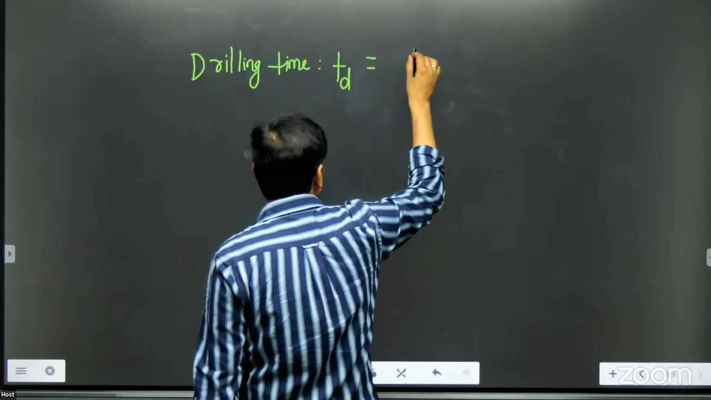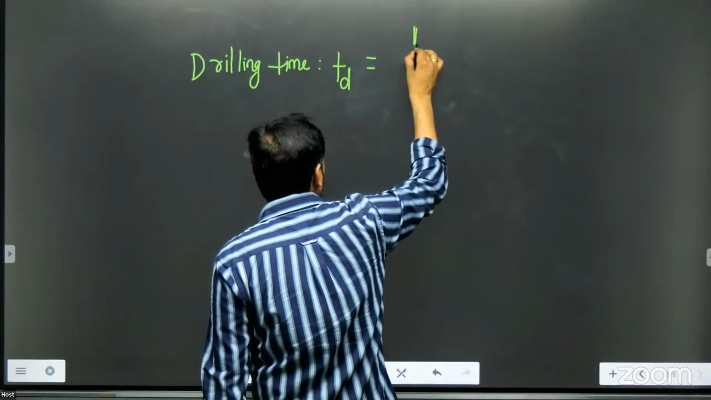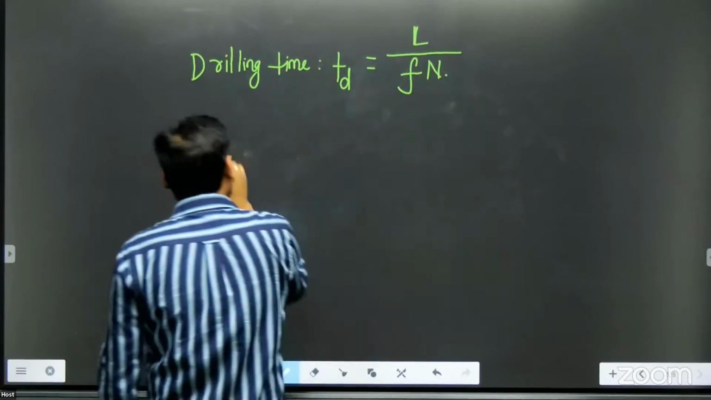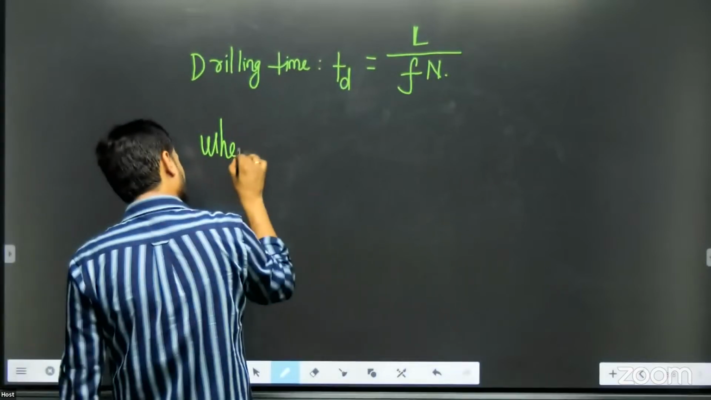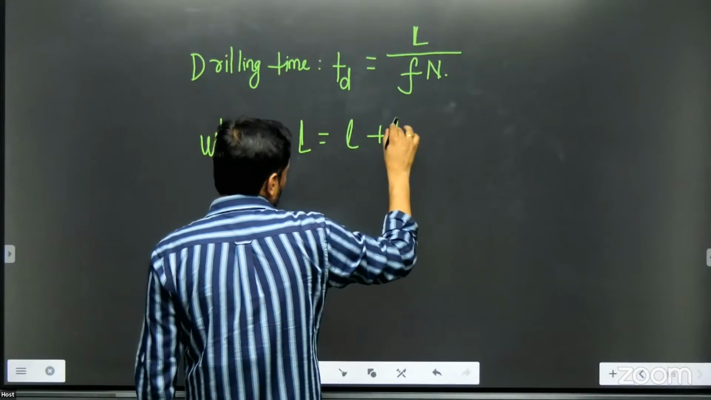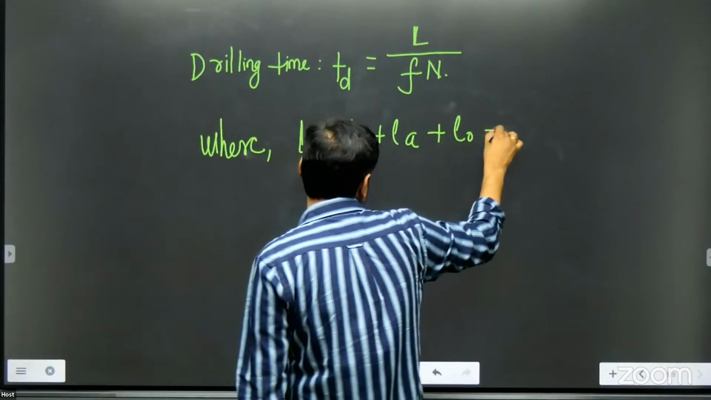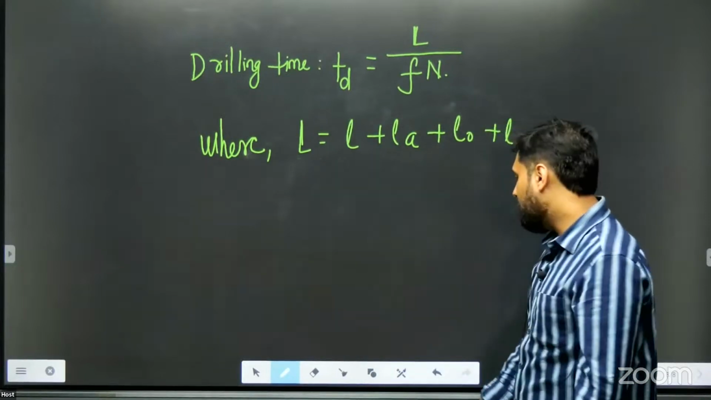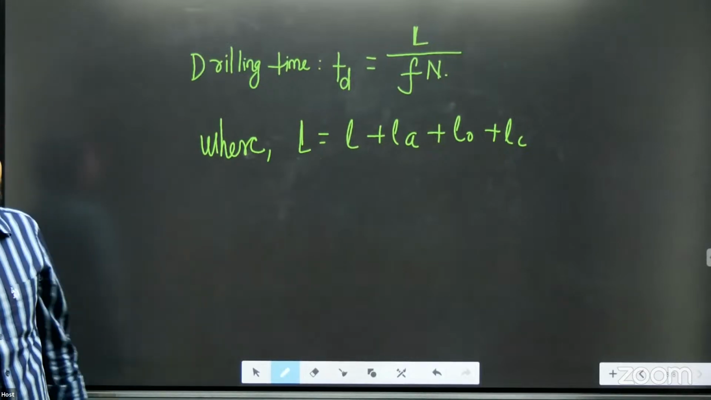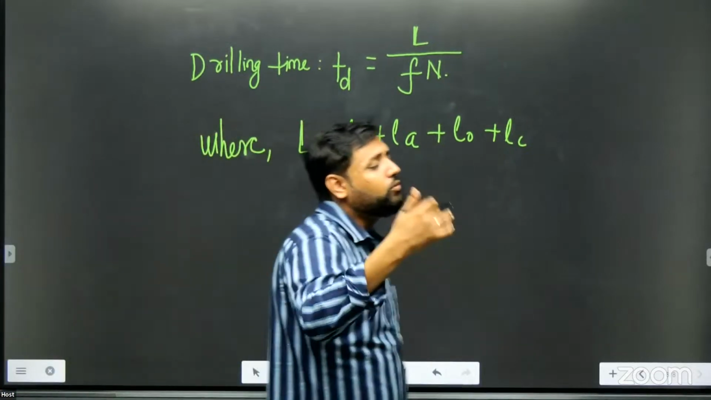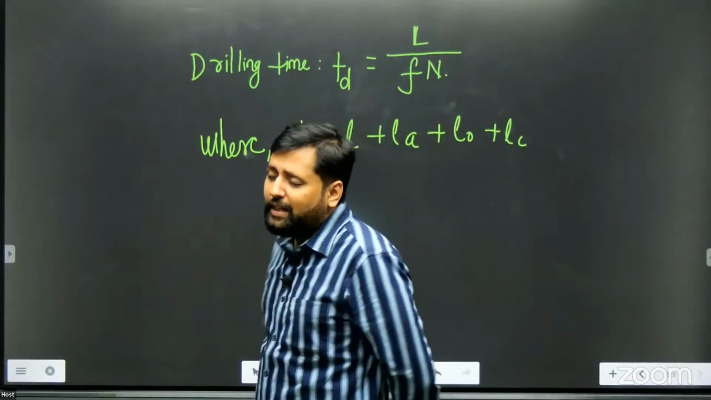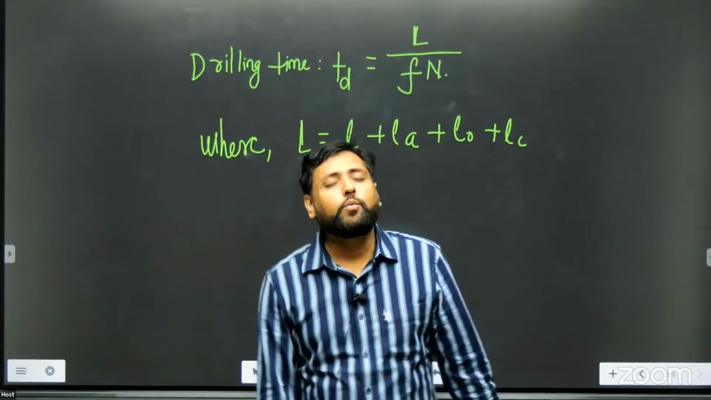TD is equal to capital L upon Fn, where capital L is actually equal to L plus LA plus LO plus LC. Now, sir, why not only small L? Because, my dear, it will take time to cover that approach length. It will take time to cover the compulsory approach length. It will take time to cover that over travel length.